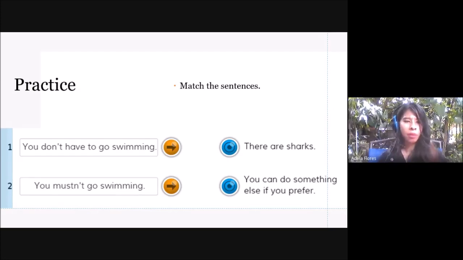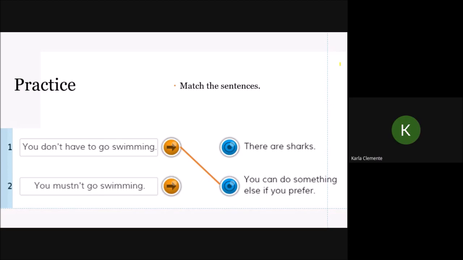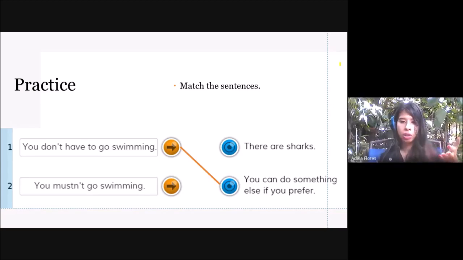So if I say you don't have to go swimming, there are sharks, or you don't have to go swimming, you can do something else if you prefer. ¿Cuál sería la continuación de la 1? Okay, very good. So when I say, donde dice, you can do something else if you prefer. Perfect. Why? Because when we say you don't have to, it means that there's no obligation. Like you can do another thing.